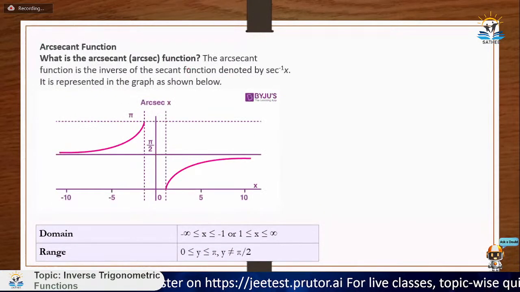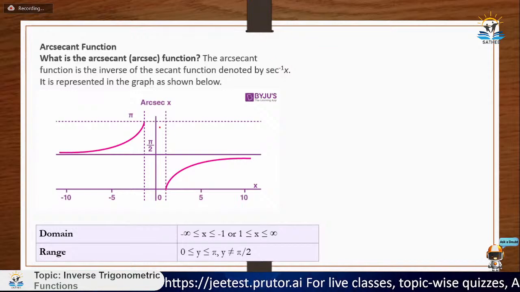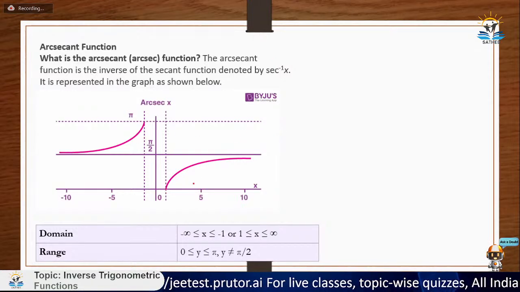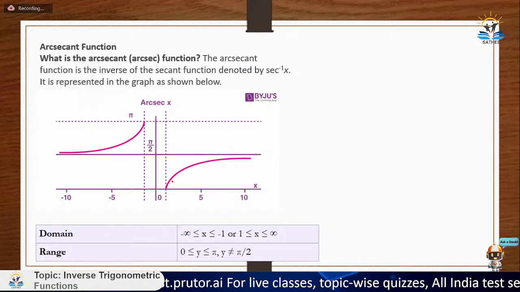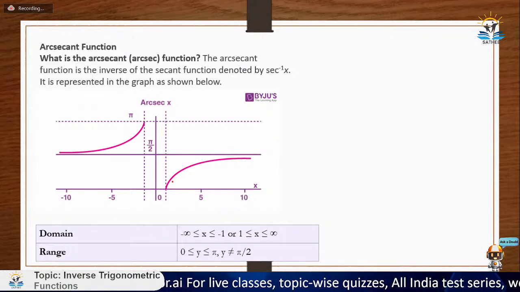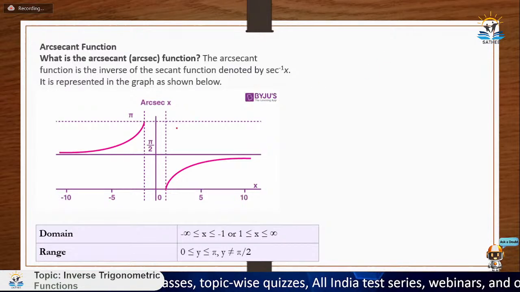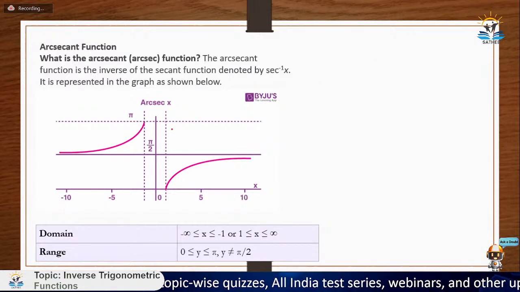Similarly, the arc function, which is the inverse of cos, that is sec inverse x. So remember these functions. One thing is very, very important. You have to remember all those graphs because these are very helpful in solving questions. So please remember them.